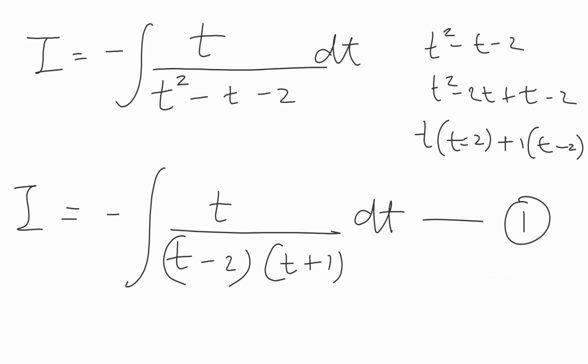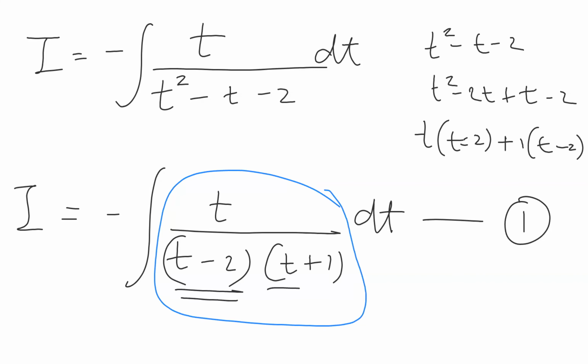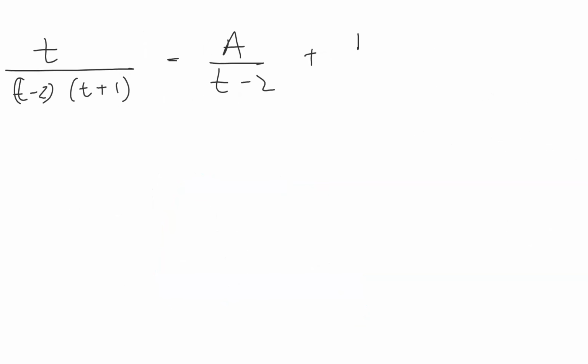We'll consider only the inside part. The method of partial fraction says that these are distinct linear factors. So this is A and this is B, right? Both are distinct linear factors. So above t minus 2, I'll take A. Above t plus 1, I'll take B. So t upon t minus 2 into t plus 1 is equal to A upon t minus 2 plus B upon t plus 1, equation number 2.